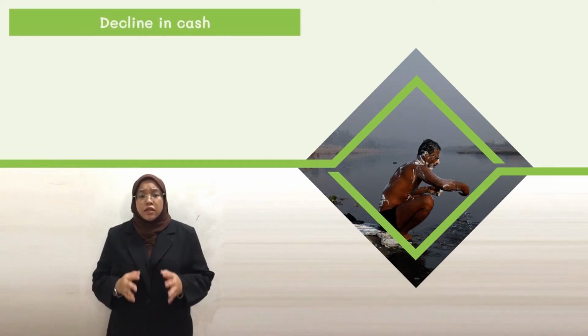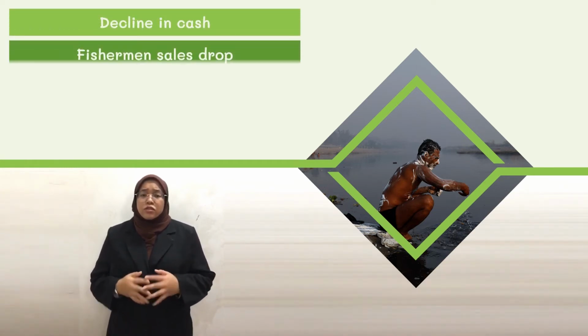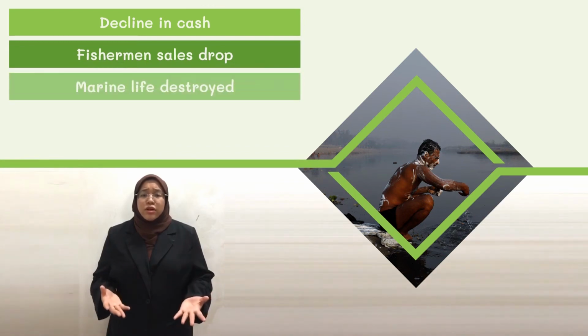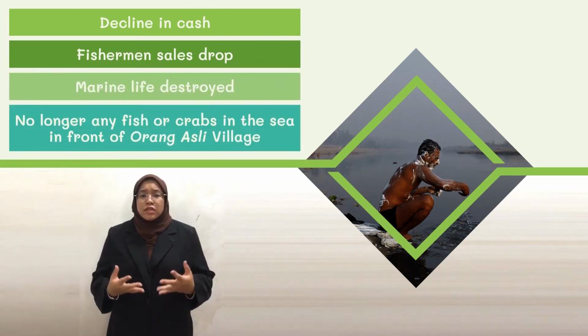The chemical waste pollution in Pasir Gudang since March 2019 has led to a decline in catch and fishermen's sales dropping, and the marine life destroyed. Orang Asli who live off the sea, used to fishing and catching crab to sell at the market, say there are no longer any fish or crab in the seas in front of their village. Now, people start to ask, who is going to pay for all that? Who should take responsibility for this incident?